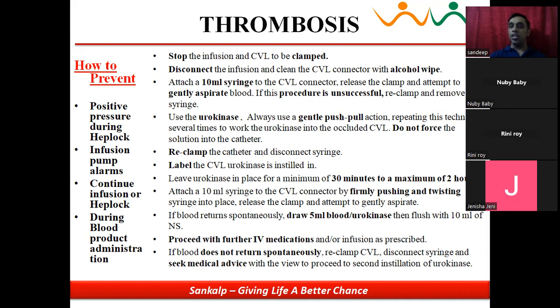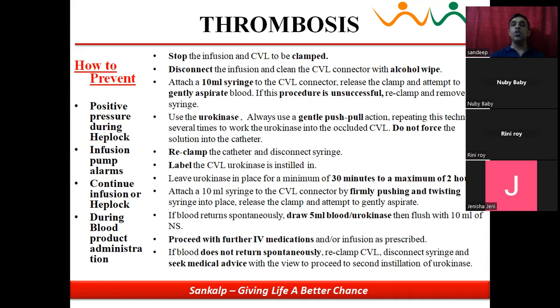If it's not coming, use some heparin solution or sodium bicarbonate. In that also we can push and pull. However, we are not supposed to push forcefully. If things are not working, then immediately it has to be informed to the doctor.